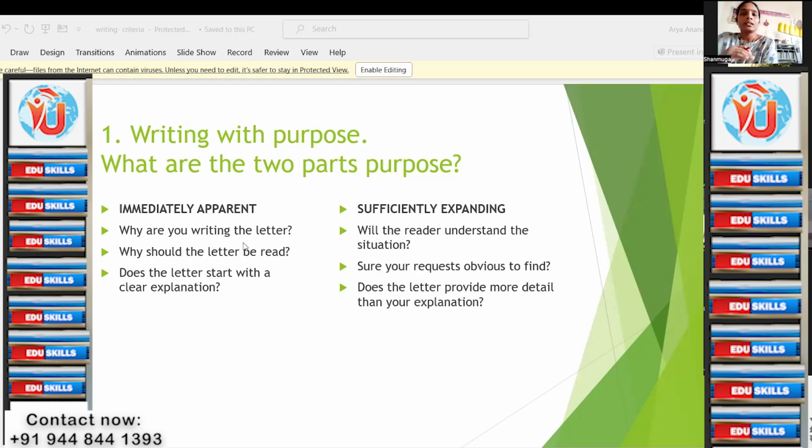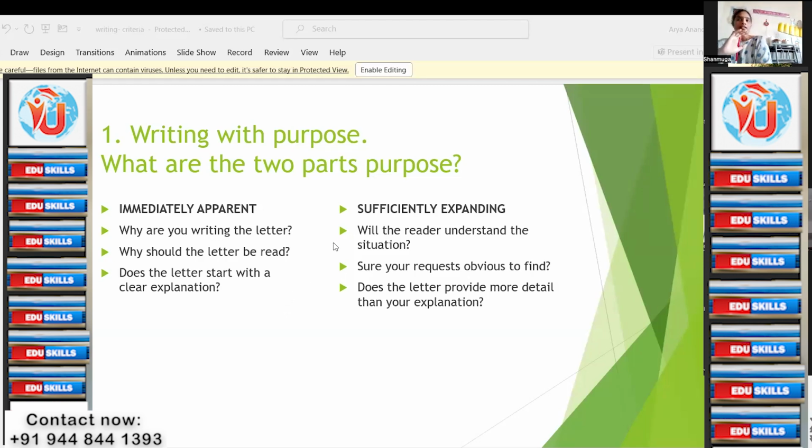Another question is, why should the letter be read? You are writing a letter, why should this letter be read? This is the question you have to get into your mind. And does the letter start with a clear explanation? Am I starting my letter with a clear explanation? This is what you have to ask yourself to find out the immediately apparent purpose of the paragraph.